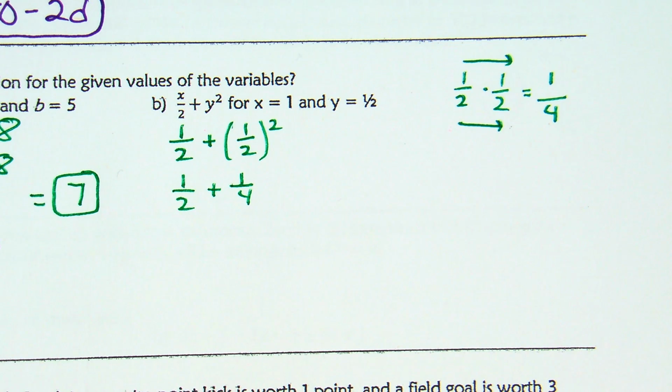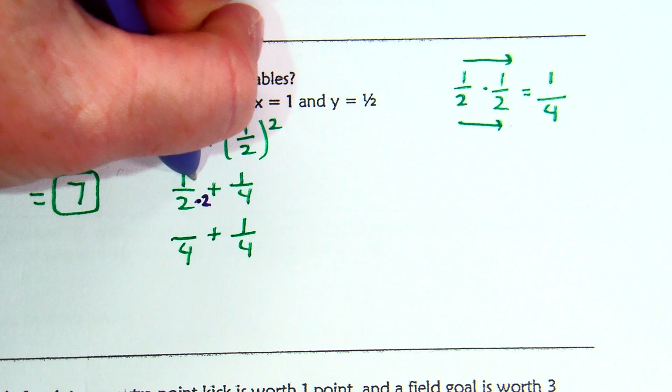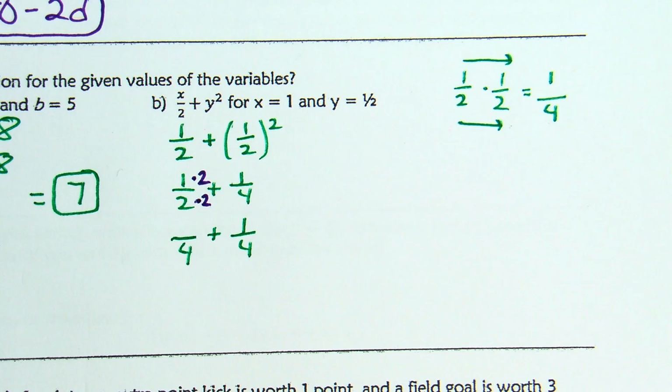Okay? So 1/4 is going to stay 1/4. What do we do to 2 to make it a 4? Multiply by 2. If I multiply a denominator by 2, I'm going to multiply a numerator by 2. And 1 times 2 is 2. 2/4 plus 1/4 is 3/4. Keep your denominator of 4. 2 plus 1 is 3.